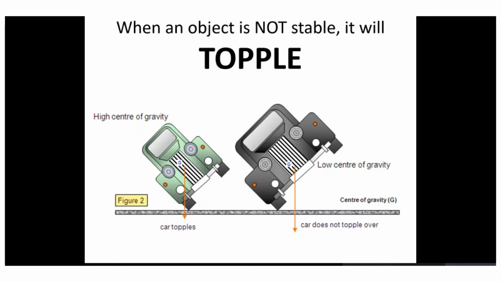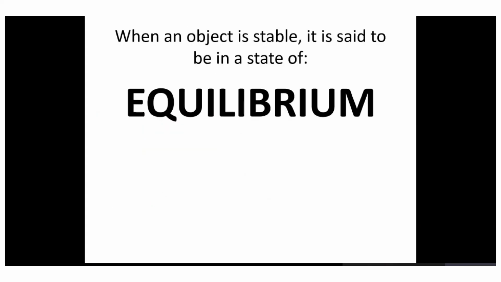So what I mentioned just now about lifting up off the ground and coming back is what we call equilibrium. Just because an object tips over doesn't necessarily mean that it's not stable. You can have changes in an object's center of gravity or changes in its position even without it toppling. When an object is stable, it's said to be in one of three states of equilibrium. Equilibrium means a state of stability.